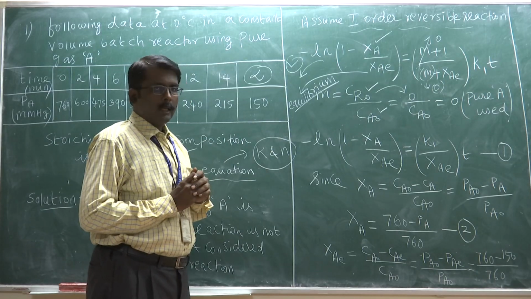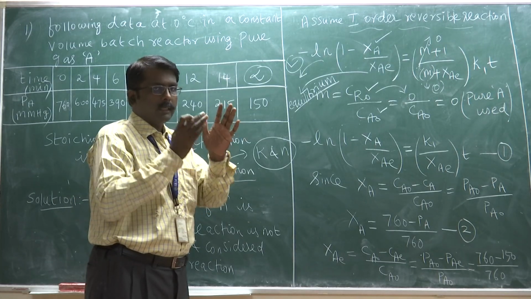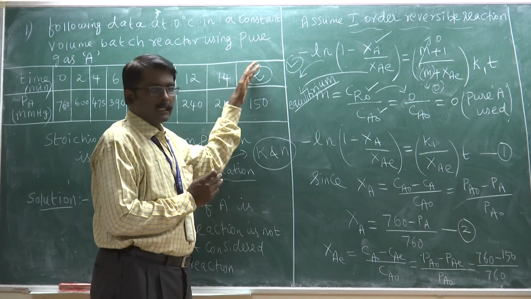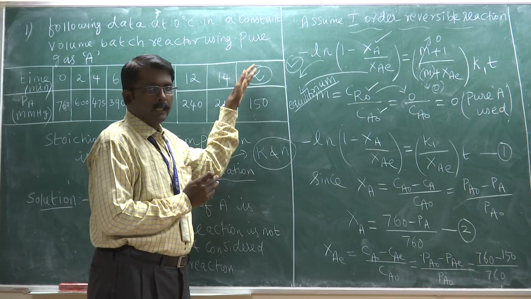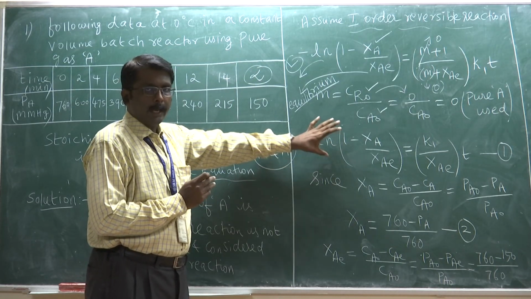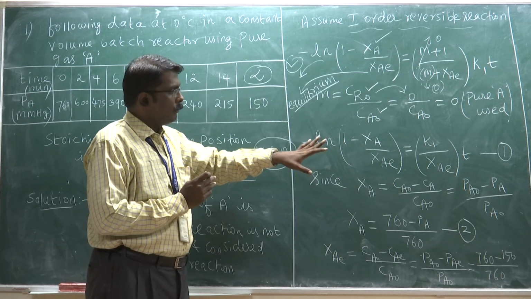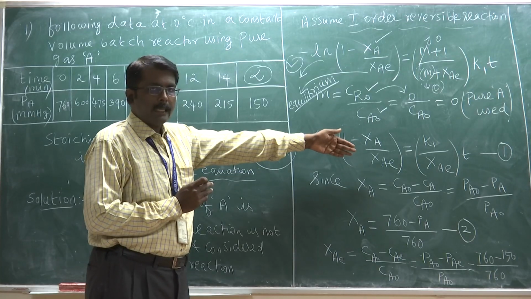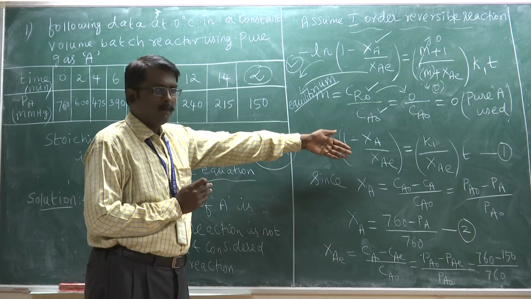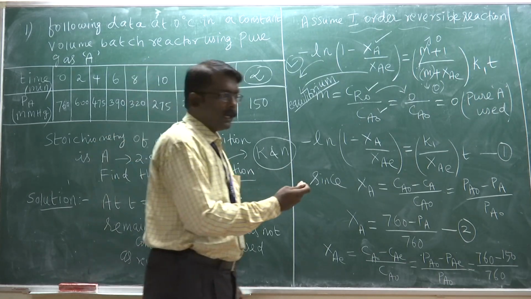Now since we are assuming that it is a first order reversible type reaction, we would like to test the data that is given in the problem statement with the help of this equation. We are trying to fit this data in this equation. For that, we want the value of Xa and Xae. So how to find Xa and Xae? Let us go back to our basic equations in CRE.